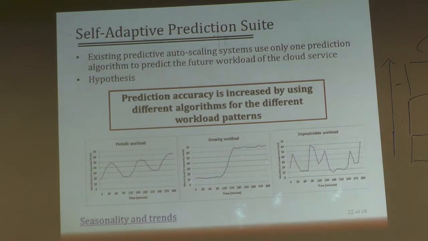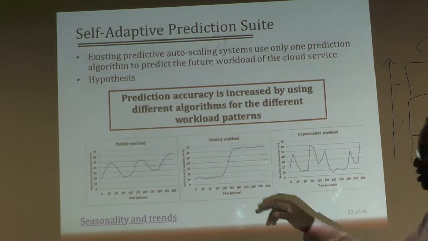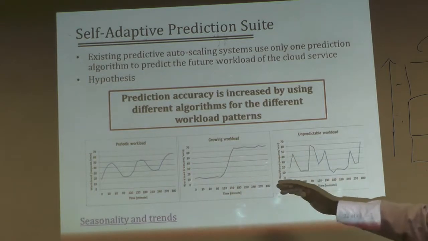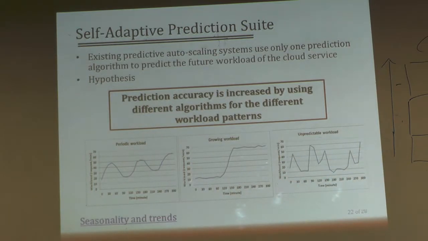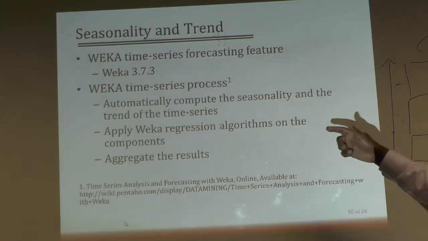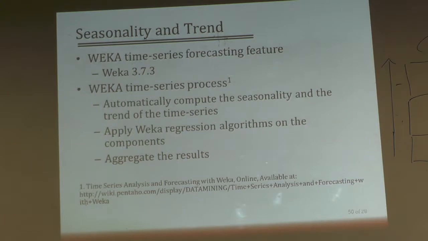Then one other thing we did is to look at the workload pattern. We discovered that there are different types of workload patterns that come in at different windows. And we are able to use trend analysis, seasonality and trend, to partition into 3 workloads: periodic workload pattern, growing workload pattern, unpredictable workload pattern. This can be done easily using the tool that we have used here, Weka. The Weka that we used was 3.7, now it is 3.8.